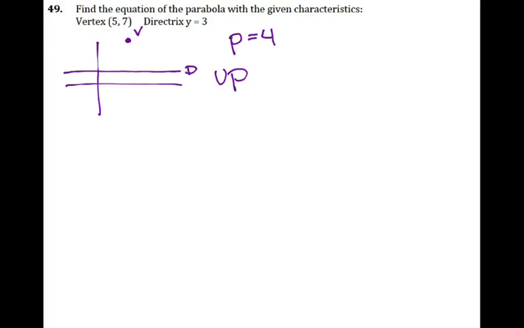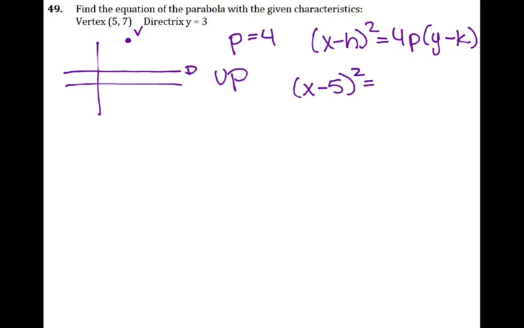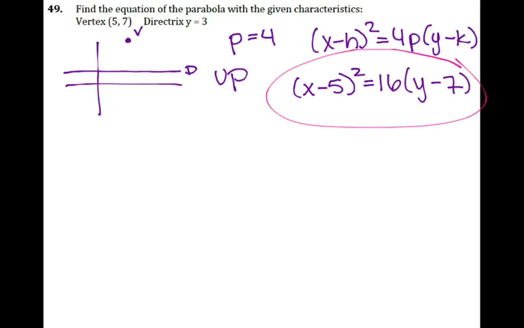So again, I'm going to use that same formula I used for the last one, which is x minus h squared equals 4p y minus k. So my h is 5, so x minus 5 squared equals 4p, 4 times 4 is 16, y minus k, y minus 7. And there's your equation for that parabola.